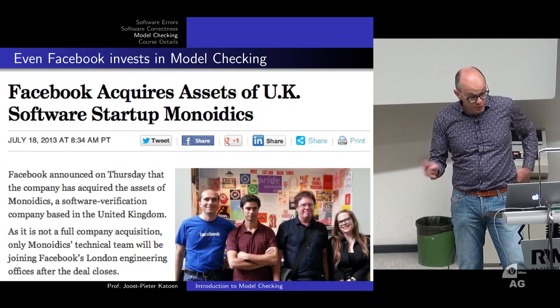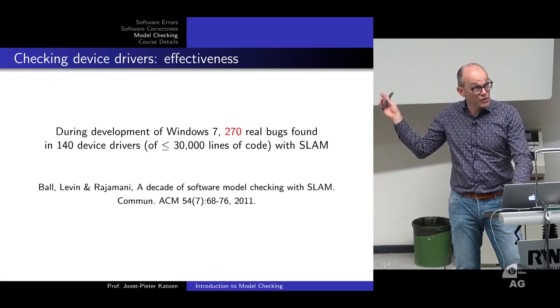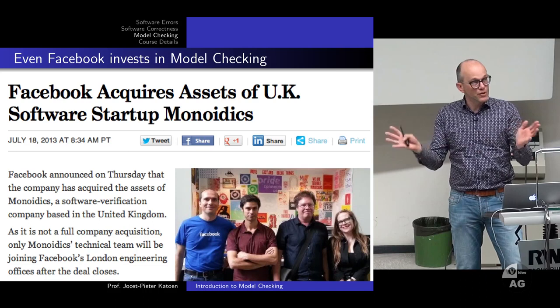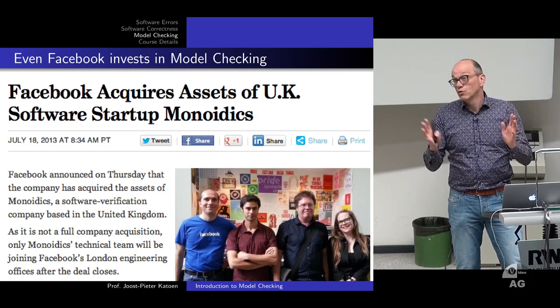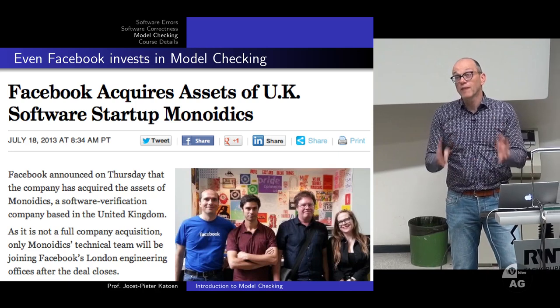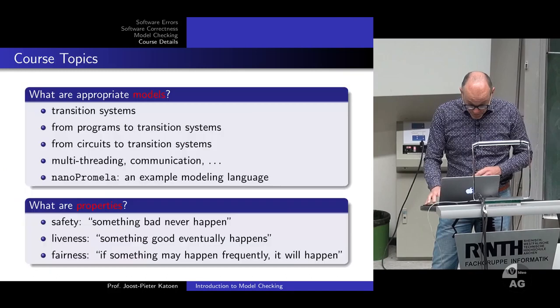One of the people involved in this device driver work is actually nowadays at Amazon. And he told me recently they have a group of 15 people, which for Amazon is very small. But you can imagine that they have a group working on model checking and formal verification in Amazon, which I think is fascinating. Good.